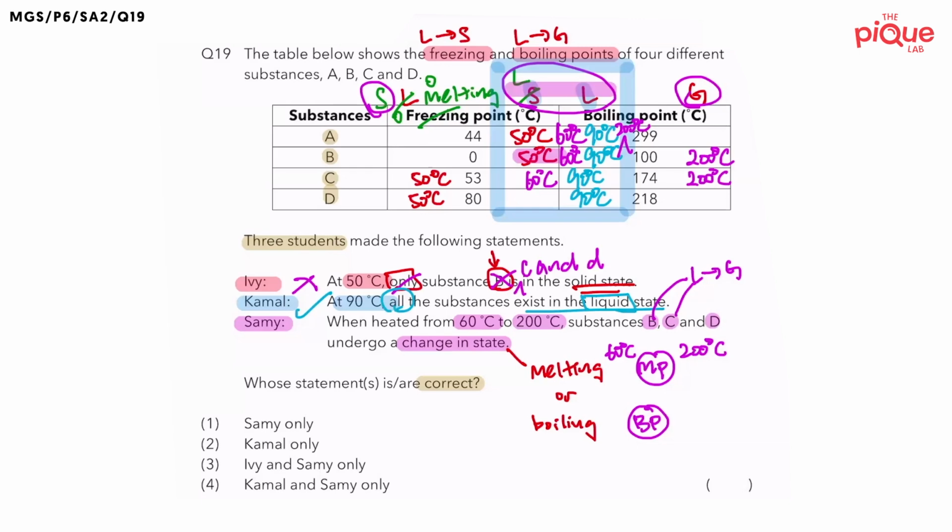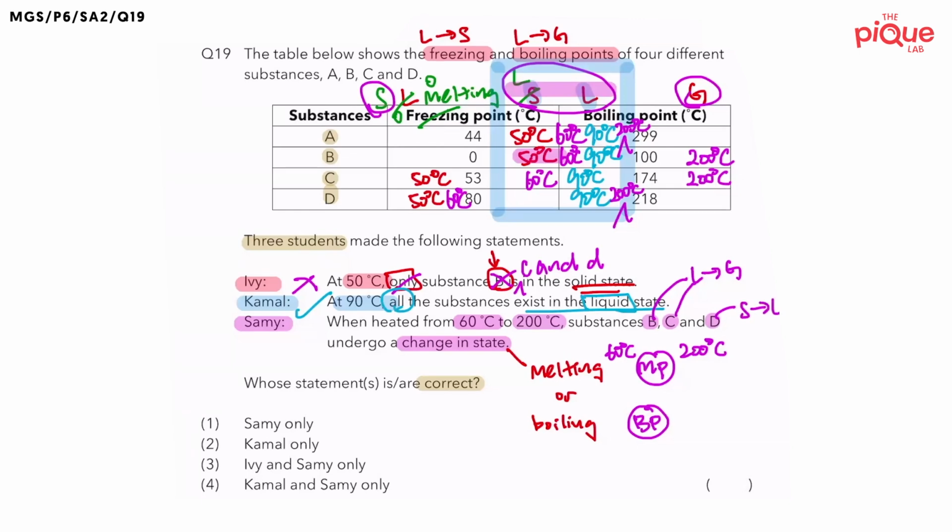Finally, we can look at substance D. For substance D, 60 degrees Celsius would be before 80, which means that it will be in the solid state. And 200 degrees Celsius is before 218, which means that it will be the liquid state. So did substance D undergo a change in state? Yes, it did, right? In fact, it underwent a change in state from solid to liquid.